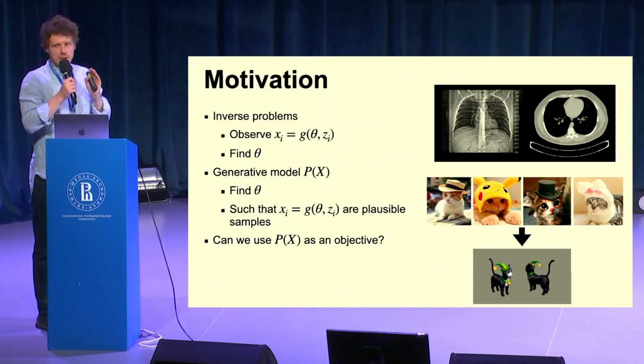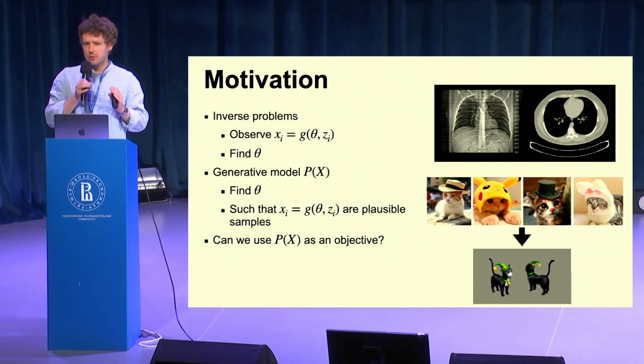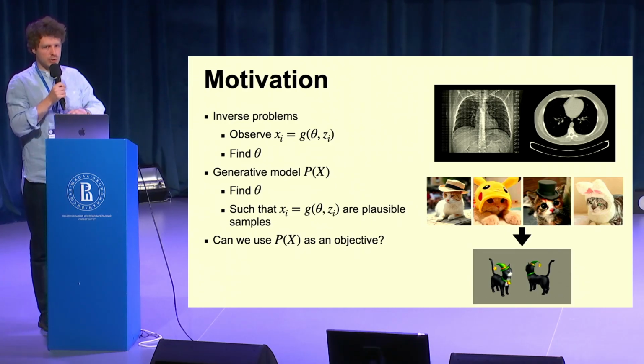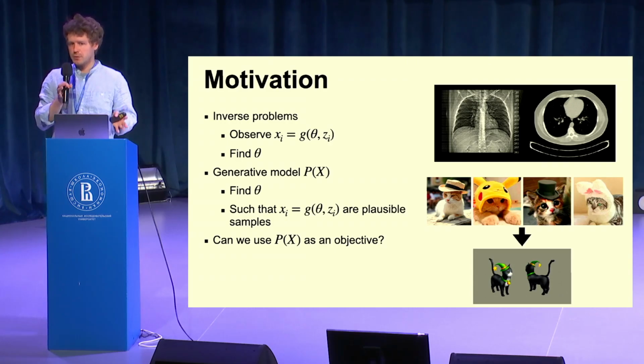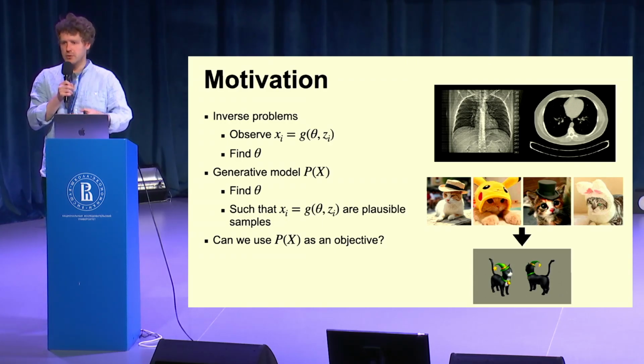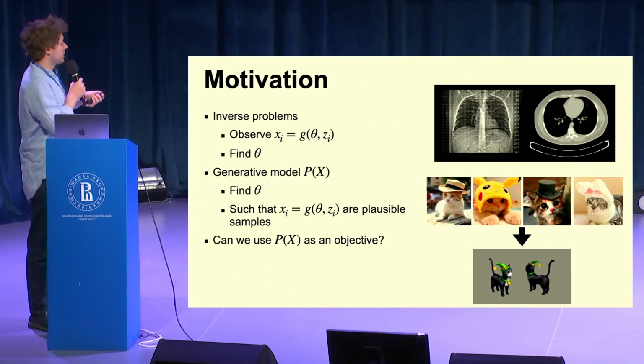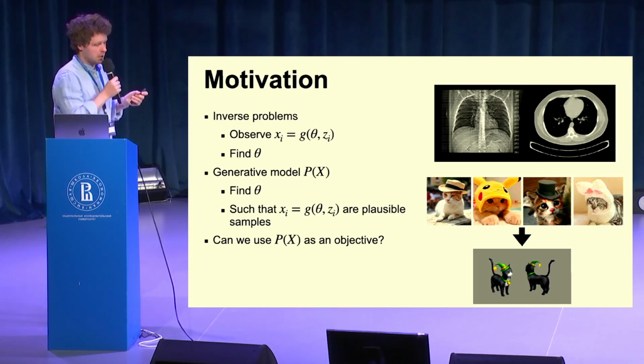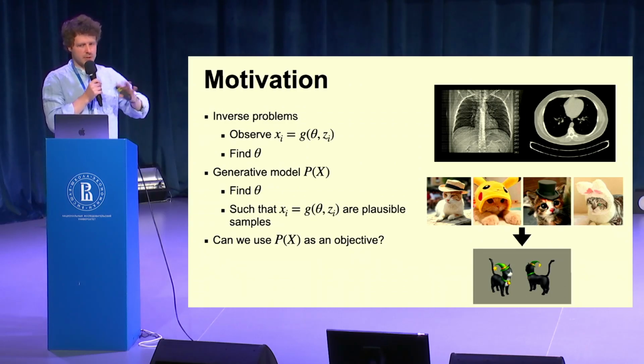But in the applications we're going to talk about today, we're going to move away from this direct correspondence. We'll work with a generative model which captures some general notion of what our data can look like. And with this generative model, we want to find theta that can lead to plausible samples, but without any direct correspondence to camera parameters and so on.